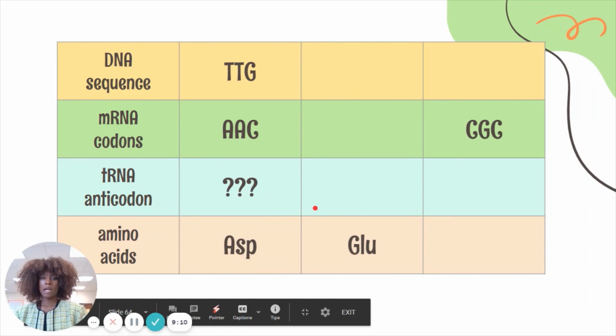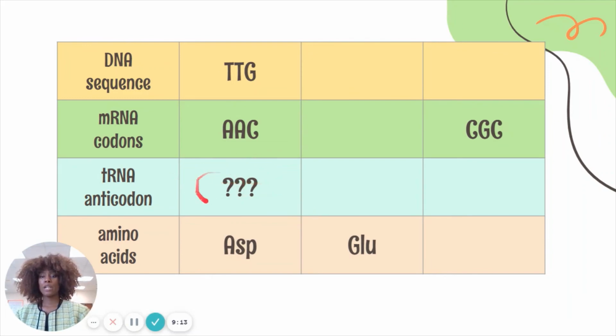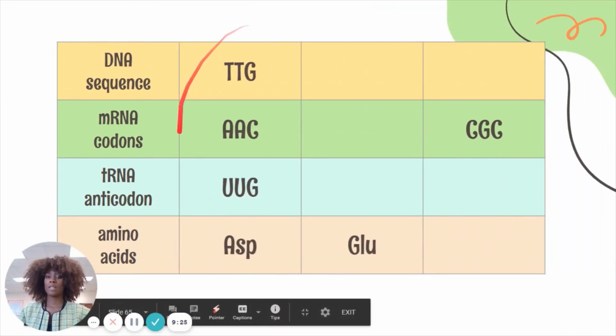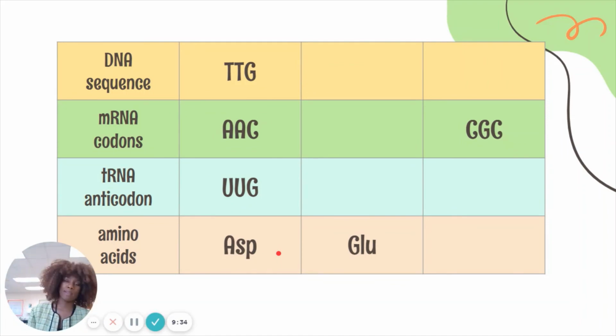Asparagine. Okay? And then for our tRNA anticodon, we're just going to do A pairs up with U, A pairs up with U, C pairs up with G. UUG. Boom. Just like that, we were given three letters and we found out all this other information. What's amazing is that your cells do this in the blink of an eye all the time, millions of times a day.